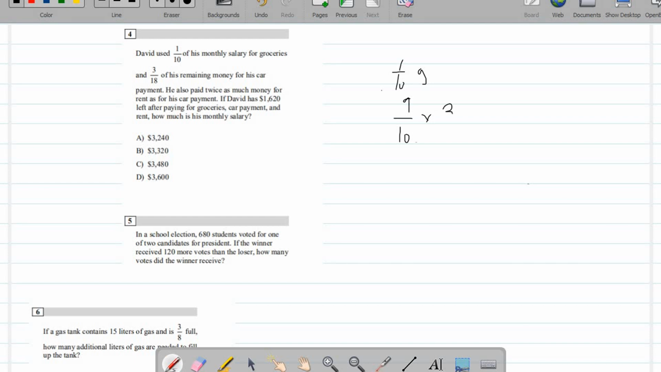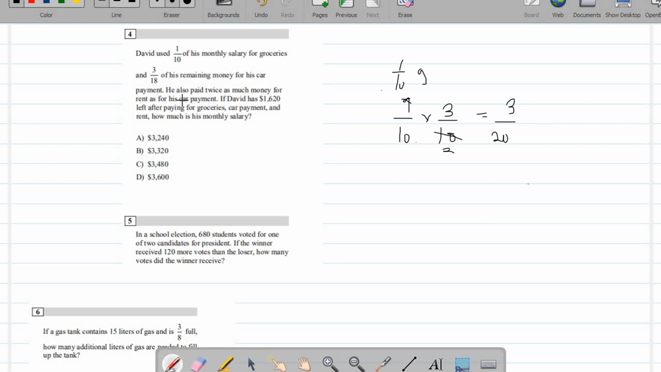So we multiply 9/10 by 3/18. This will give you 2 times 3, 1 times 3, that's 9 over 18, which is 1/2 here, over 10. So he actually used 3/20 of his entire money for the car.